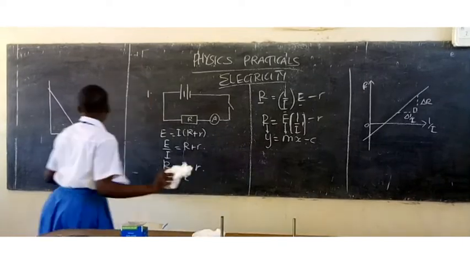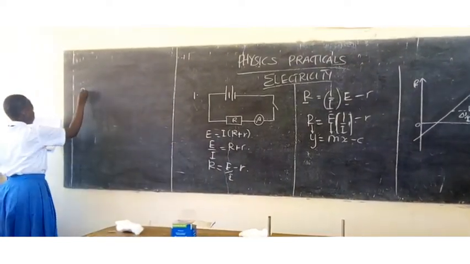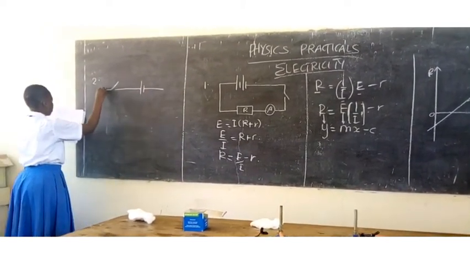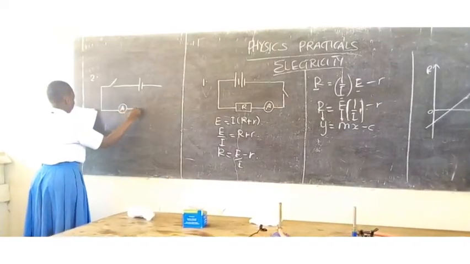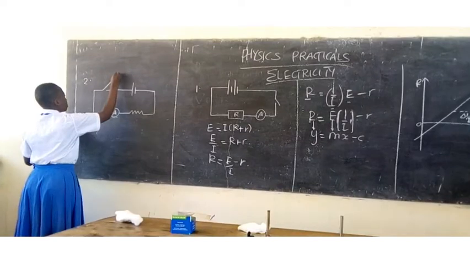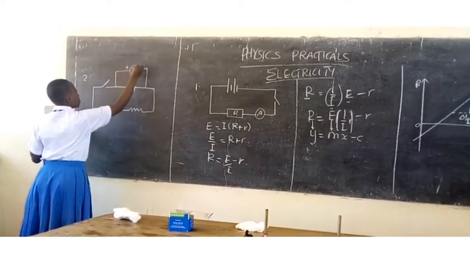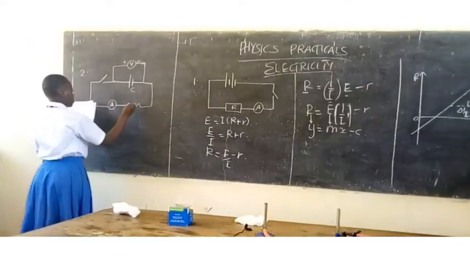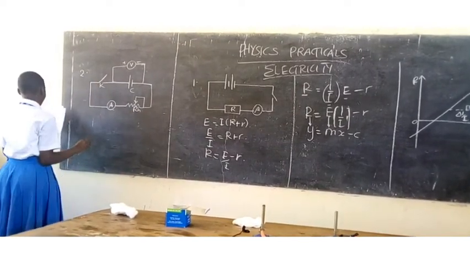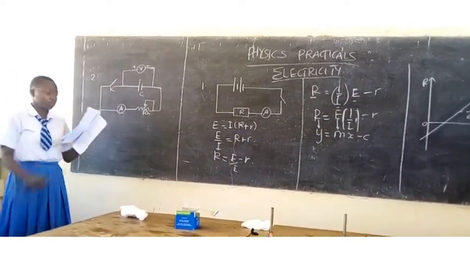Also, the second circuit structure. Okay, this has a voltmeter, switch, cell, ammeter, rheostat, a variable resistor.